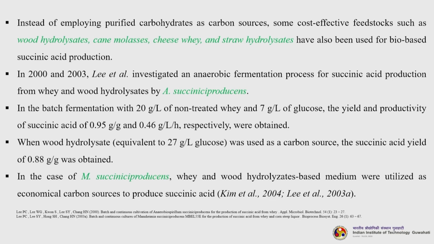In 2000 and 2003, Lee et al. investigated an anaerobic fermentation process for succinic acid production from whey and wood hydrolysates by succinic producers. In the batch fermentation with 20 grams per liter of non-treated whey and 7 grams per liter of glucose, the yield and productivity of succinic acid of 0.95 gram per gram and 0.46 gram per liter per hour respectively were obtained. When wood hydrolysate, almost equivalent to 27 grams per liter of glucose, was used as carbon source, the succinic acid yield of 0.88 grams per gram was obtained.